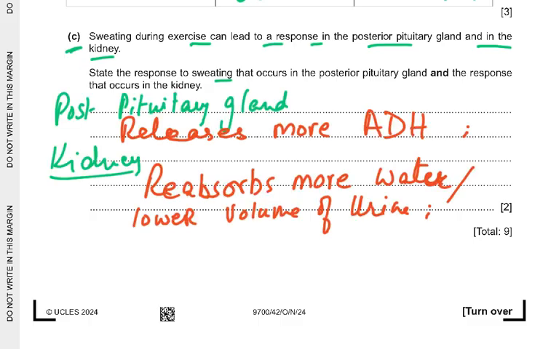So you have to give me the response in the posterior pituitary gland and the response in the kidney. It is better if you give headings like this: posterior pituitary gland does what, and kidney does what. Even if you don't give the heading, you should think like that, because you have to get your 2 marks. Remember, you have to get your 2 marks.